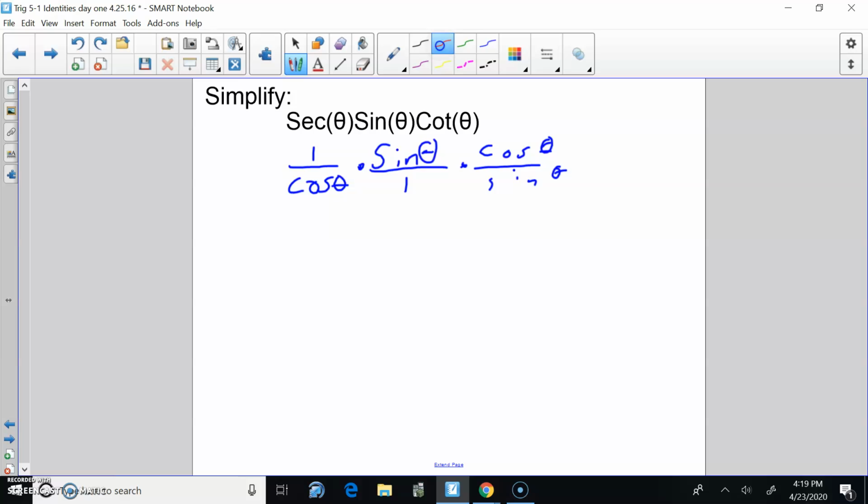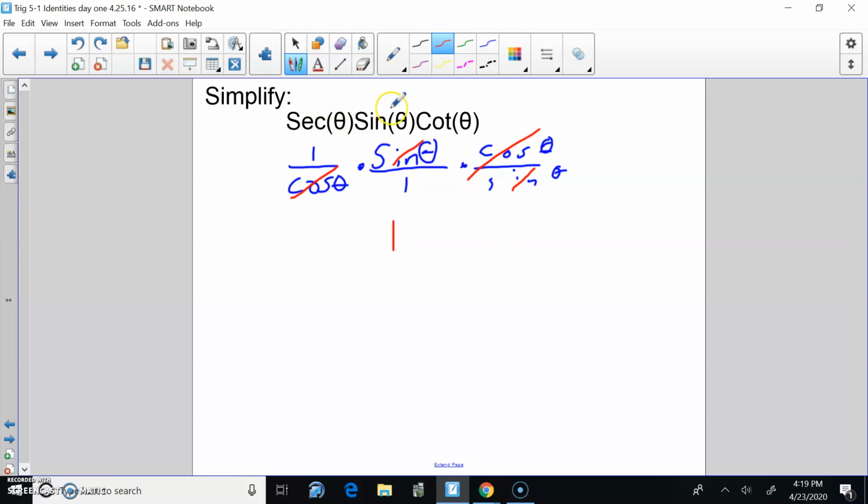Now you've got some canceling you can do. These terms are all multiplied, right? No plus signs or minus signs anywhere. So what you can do is you can cancel some things. I've got a cosine theta on the top, and that can cancel with the cosine theta on the bottom here. I've got a sine theta on top. It can cancel with the sine theta on the bottom here. Look at this. Everything has canceled. So I'm just left with 1 over 1, which is, of course, equal to 1.